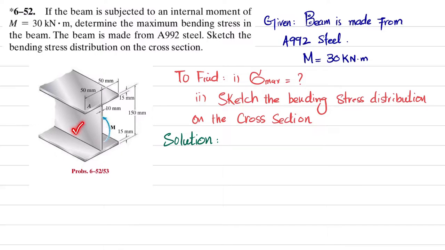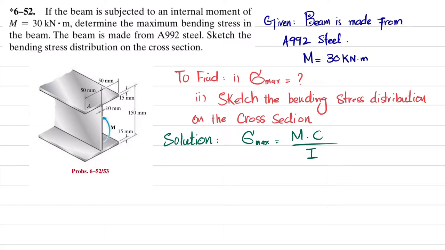So you can see this is the cross section of the beam, and it is acted upon by a moment of 30 kN·m. You have to find the maximum bending stress, and then sketch the bending stress distribution over this cross section. Clear? So let's start with the solution. As we know, maximum bending stress is equal to maximum moment times C divided by I. Clear?